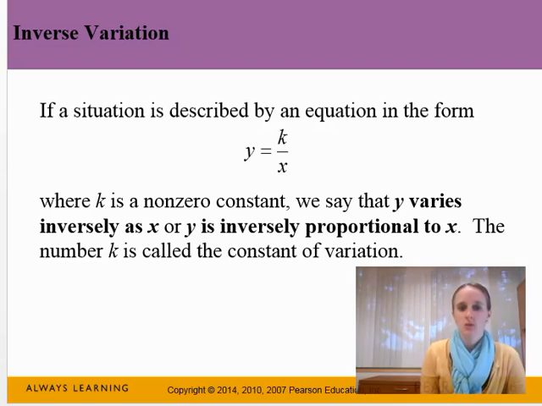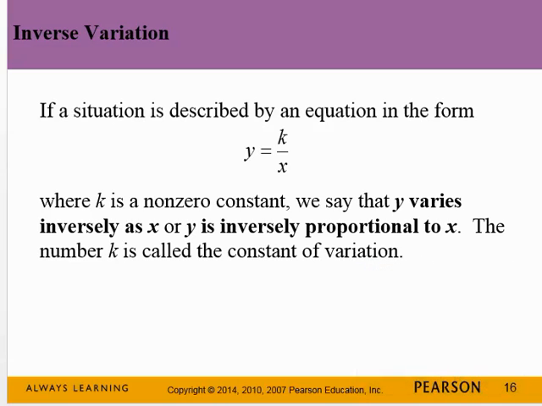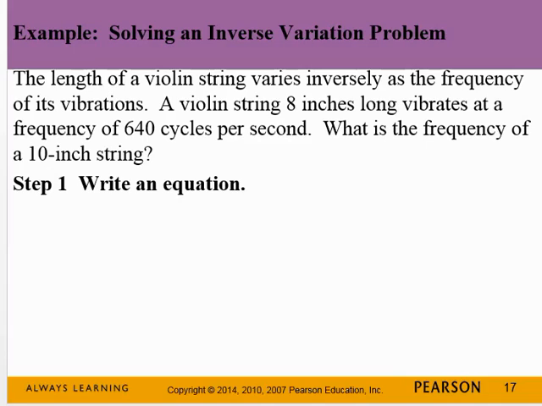So there's inverse variation, which if a situation is described by the equation in the form y equals k over x, where k is a non-zero constant, we say that y varies inversely as x, or y is inversely proportional to x. The number k is the constant of variation. So our steps are going to be the same for this.